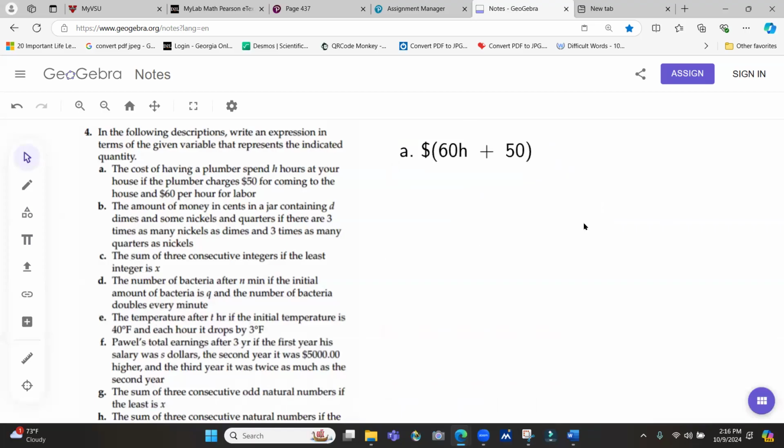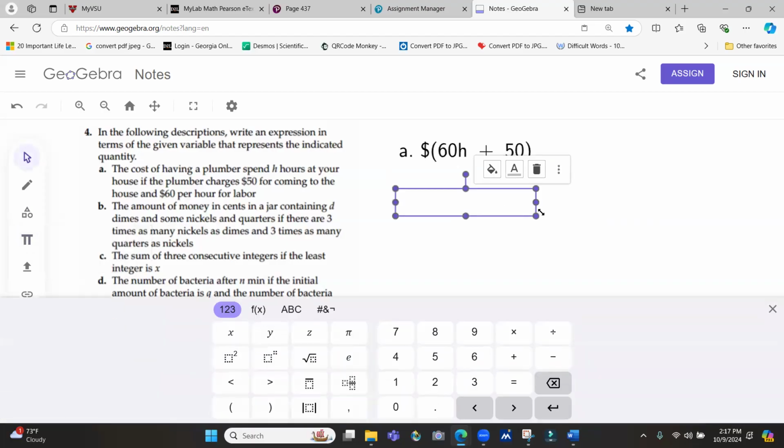Let me do a couple, then I'm going to pause if that's okay. Maybe do at least one more part. The amount of money in cents. It's important, you're not finding the amount in dollars. In a jar containing D dimes, D dimes is going to be how many cents? Well, 10D cents. And D dimes and some nickels and quarters. If there are 3 times as many nickels as dimes, the number of nickels will be 3D. Each nickel is worth 5, so you have to multiply it by 3D.